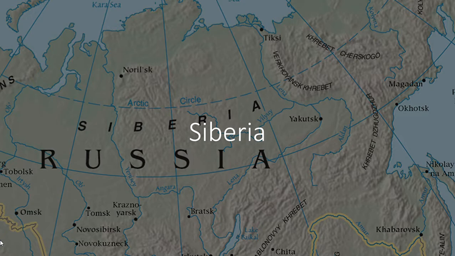Siberia itself makes up about 30% of all of Asia. Siberia is 5.1 million square miles, and Asia itself is about 17.21 million square miles. So almost 30% of all of Asia is made up of Siberia. We're going to be talking about this interesting place.